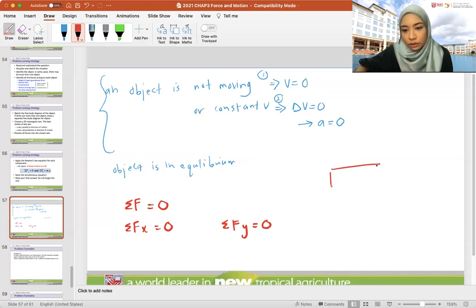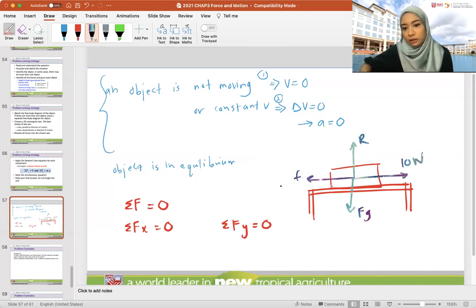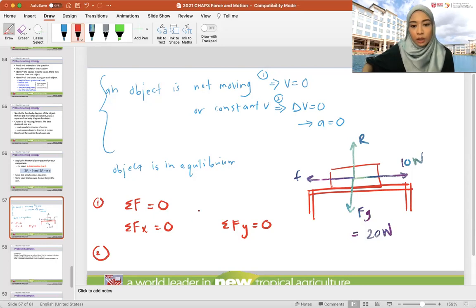So back to our example just now, we had a box on a table. We had Fg down here, we had R over here, we had friction, and we had 10 Newton to the right. If I wanted to find out my friction and my reaction, assuming that my Fg is 20 Newton, I can use this condition to solve the unknown forces. I started with my condition. This is your first step. Second step, write down the equation according to your free body diagram.